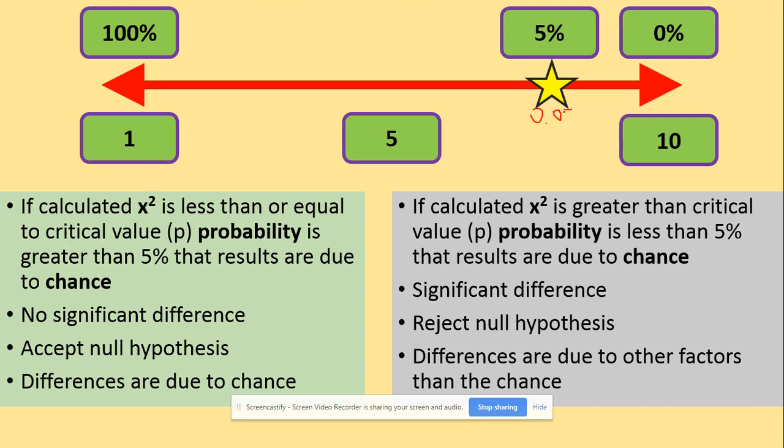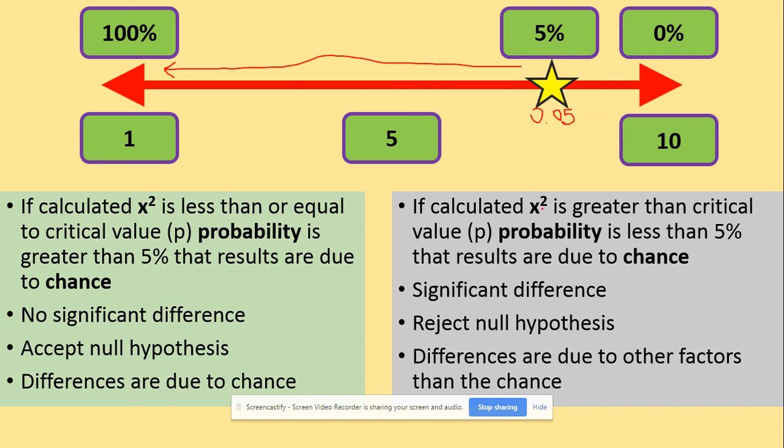So how then we can analyze results? Anything that equals 5% or is above 5%, so we're reaching towards 100%, tells you that there is higher probability than 5% that the results are due to chance. Hence, there is no significant difference. You can accept the null hypothesis, and any difference on that side is just due to chance.